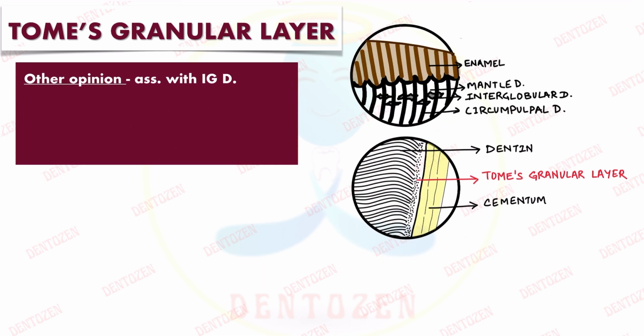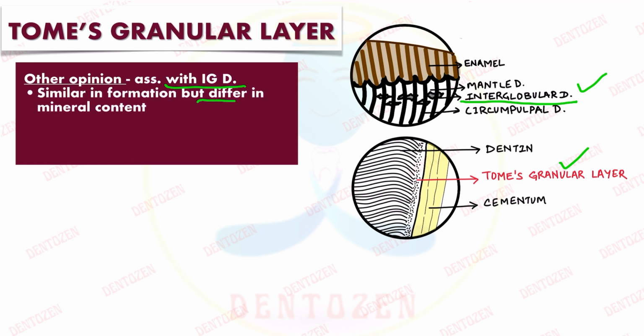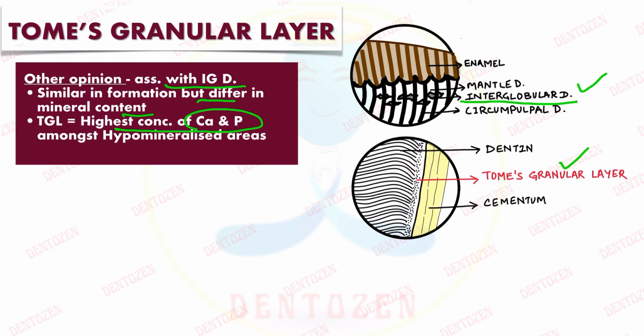Now there can be another concepts about this granular layer. It can be associated with interglobular dentin, because both are formed in the same way, that is hypomineralized areas, but it has been seen that they are different in their mineral content, as Tom's granular layer is highest concentration in calcium and phosphorus, whereas interglobular dentine has higher concentration of sulfur. So they too are different in their mineral content.